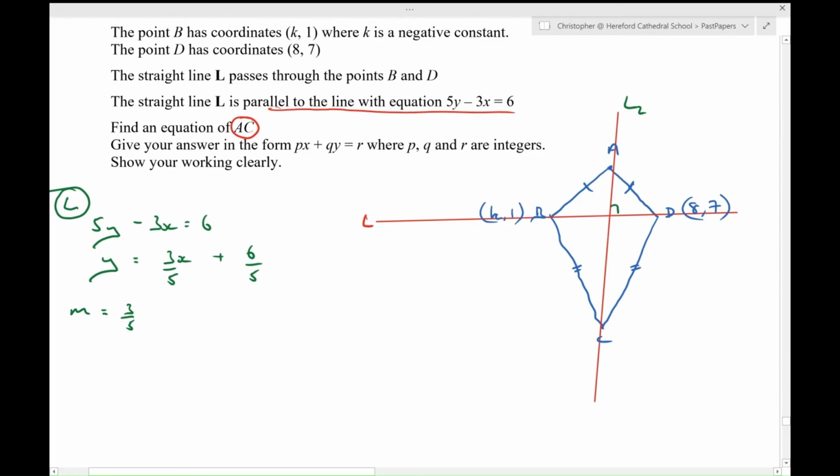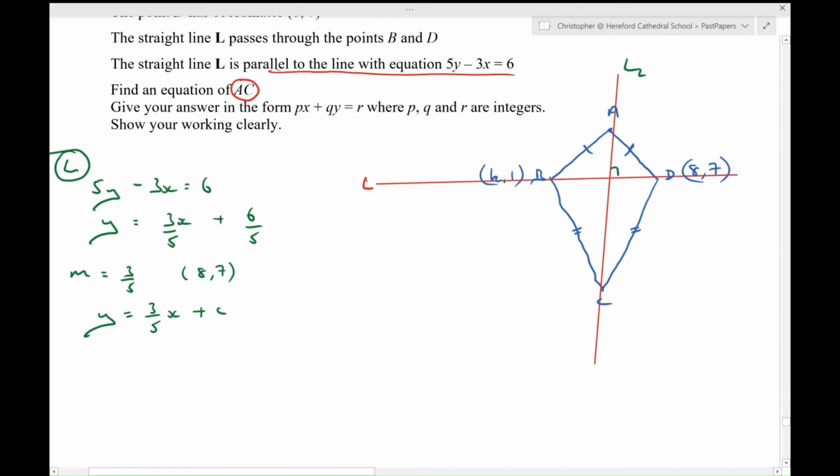Good. Now I also know a point on the line L. I know the point 8, 7. So that means that I can work out the equation of the line L, because it's going to be 3/5 of x plus c. To work out what c is, I'm going to stick in the point I know. 7 equals 3/5 times 8 plus c. Right, if you fiddle around with that, you will find that c is equal to 11/5. And so the equation of the line L is y equals 3/5 of x plus 11/5. So that's the equation of the line L.